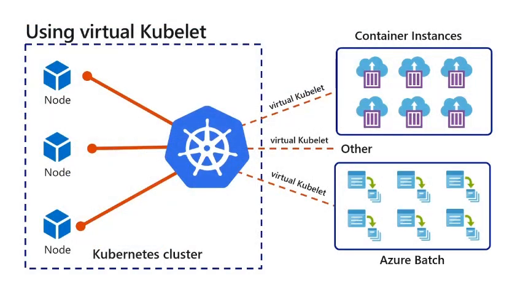Using virtual kubelet, let's examine this example. In this example of a Kubernetes cluster, virtual kubelet is used to allow us to back our Kubernetes cluster with services such as container instances and Azure Batch. These services then host our individual nodes on behalf of the cluster. So you see here, using Azure Virtual Kubelet, you can use container instances and you can use Azure Batch at the same time.